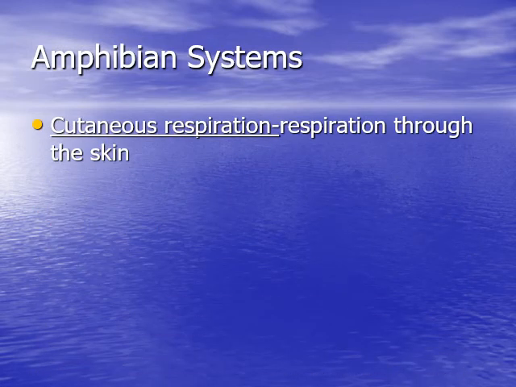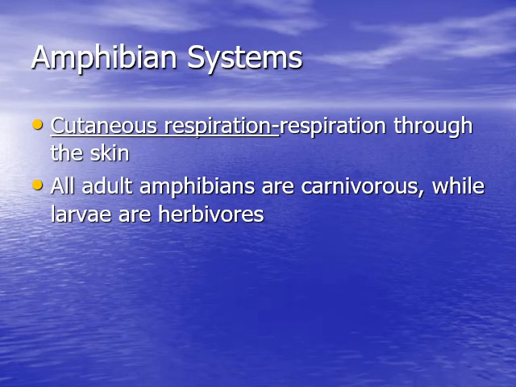So when we talk about an amphibian's ability to breathe through its skin, the fancy name for that is called cutaneous respiration. Cutaneous means skin, so this is respiration through the skin. All adult amphibians are going to be carnivorous. That means that they're going to be eating other living things, usually insects, maybe some other small lizards, some other small frogs, some very small fish, but they're going to be eating others.